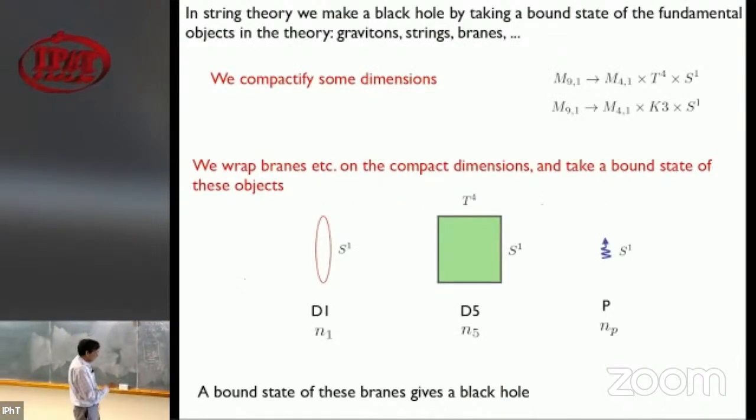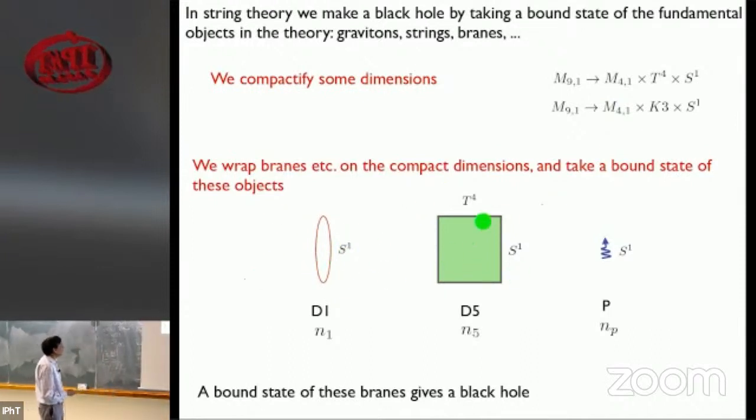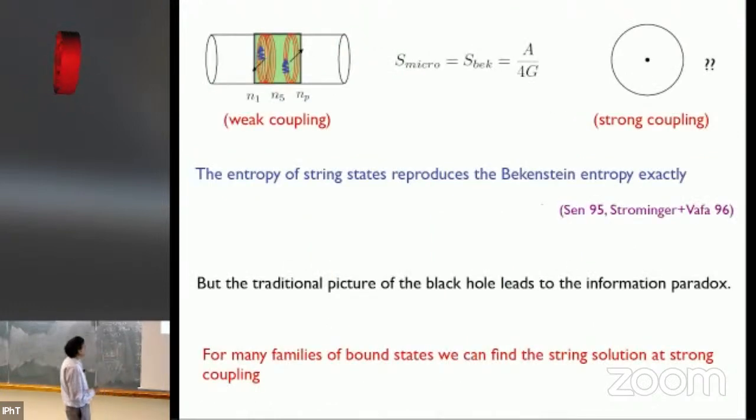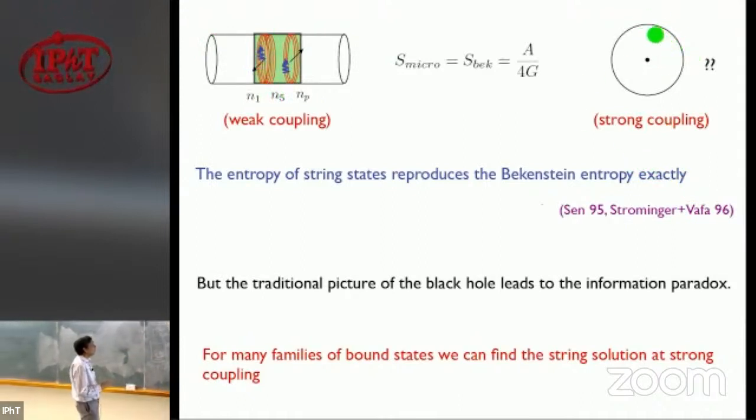You make a black hole out of the various objects in the theory, which are strings and branes. You compactify some dimensions. For this traditional D1-D5-P black hole, you could wrap some strings on the S1, some D5 branes on T4 cross S1, put some momentum modes in along the S1, and a bound state of these actually gives the black hole. And so Strominger and Vafa, and before that Ashoke Sen for the two-charged black hole, computed the microscopic entropy of these at weak coupling, and that turned out to be exactly equal to the surface area of the traditional picture of the black hole that we would get at strong coupling, presumably.